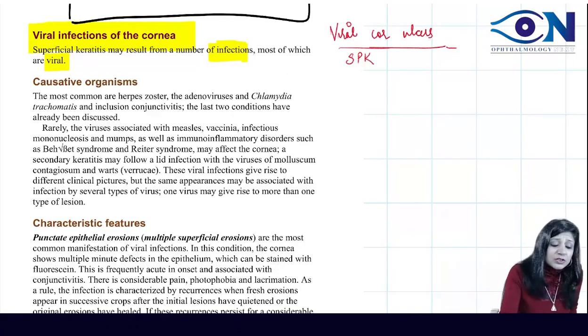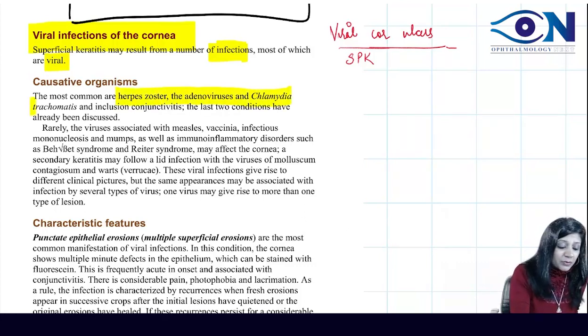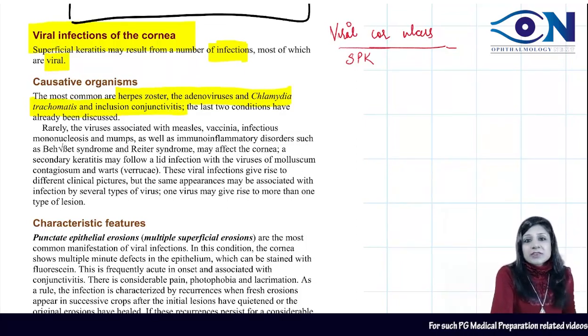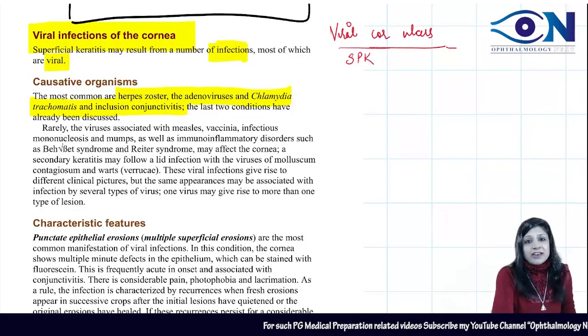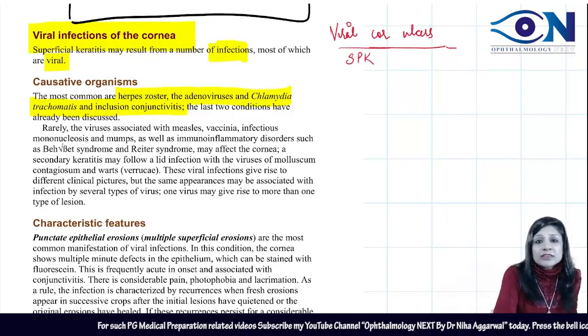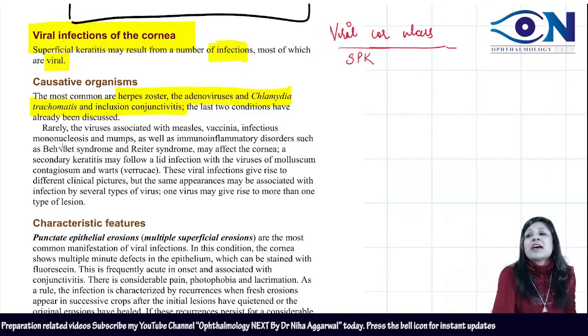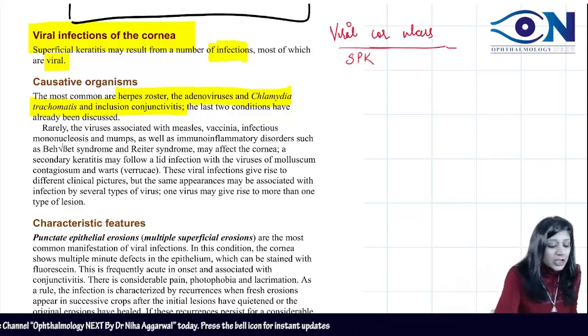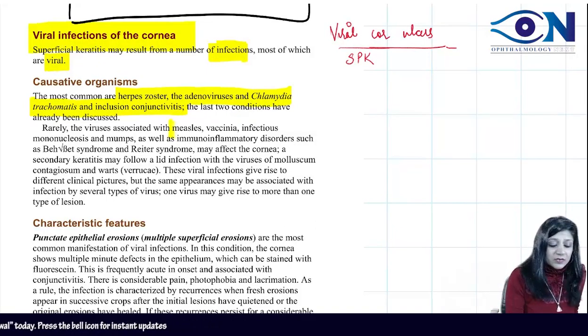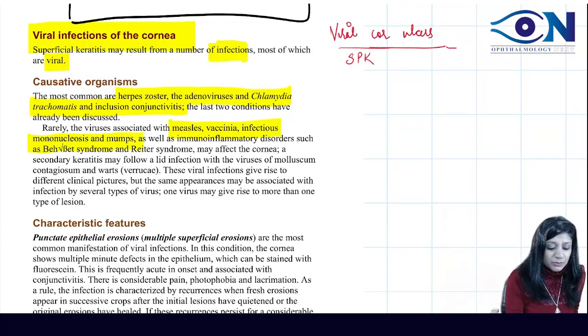Okay, so what are the common viruses? Common viruses we have are herpes zoster, adenoviruses, Chlamydia trachomatis and inclusion conjunctivitis. We have already discussed chlamydia as well as inclusion conjunctivitis. So here we will be focusing on herpes zoster, adenovirus and also herpes simplex. Rarely, viruses associated with measles, vaccinia, infectious mononucleosis and mumps, as well as immunodeficiency disorders like Behçet syndrome and Ritter syndrome, can also affect the cornea.